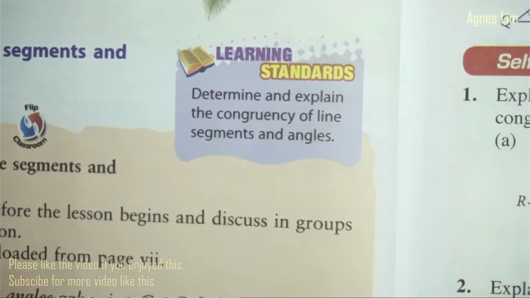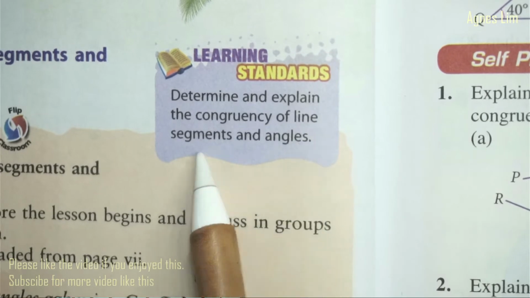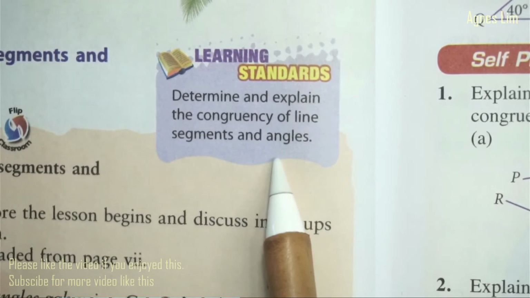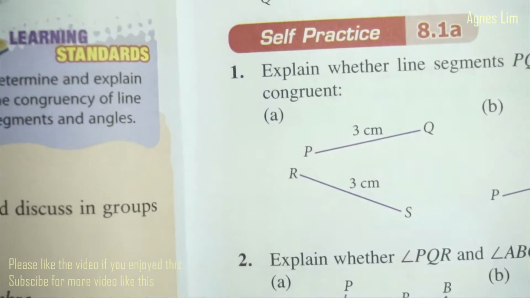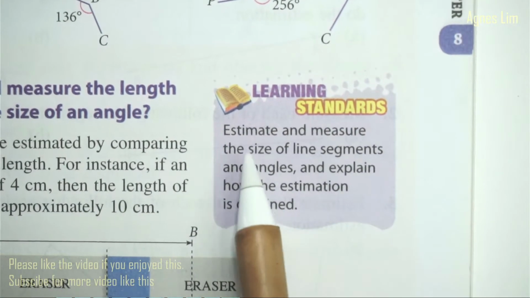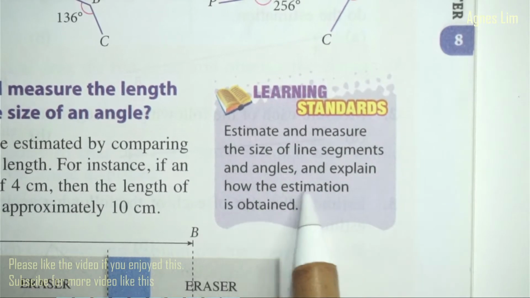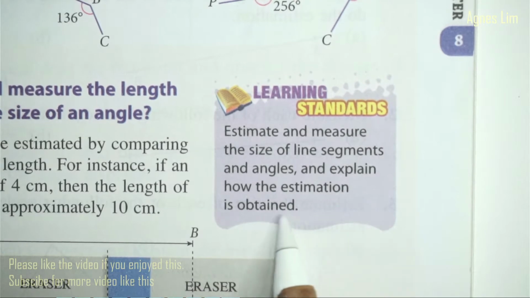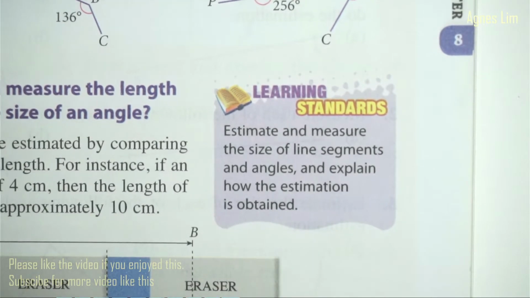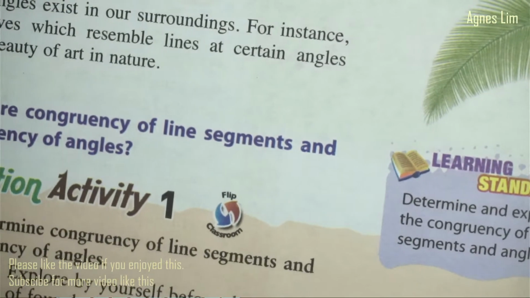Number one will be this one, which is determine and explain the congruency of line segments and angles. And then there is another one. The second one is estimate and measure the size of line segments and angles, and explain how the estimation is obtained. These are the two things that we are going to learn in this video.